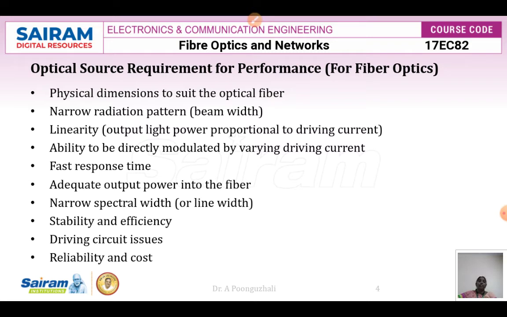The first is physical dimensions to suit the optical fiber. The optical source should have a suitable dimension to suit your optical fiber. It should have a narrow radiation pattern or beam width so that maximum energy can be coupled into the fiber. Next is linearity. Linearity means the output light power is directly proportional to the driving current. Next, it should have the ability to directly modulate the signal by varying the driving current.